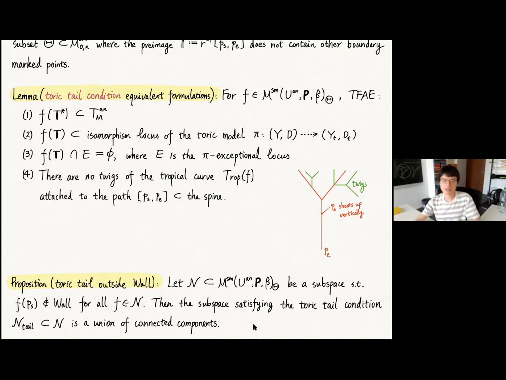So I recall that for deformation invariance, we need to show something is a union of connected components in another, so as to obtain finite étaleness. And here we are doing it in two steps. First, for the extended spine, we have the connected component theorem. And the second, we have to show that when we impose the toric tail condition, we further cut out a union of connected components.